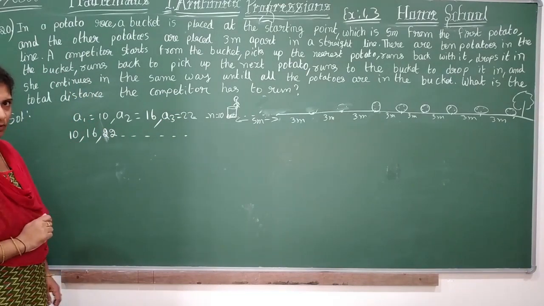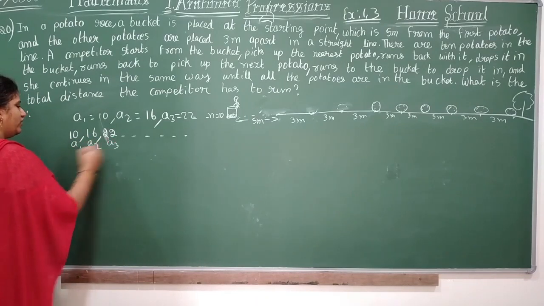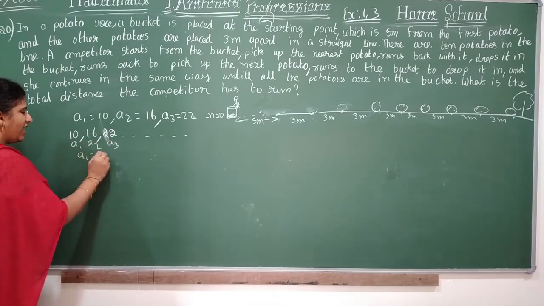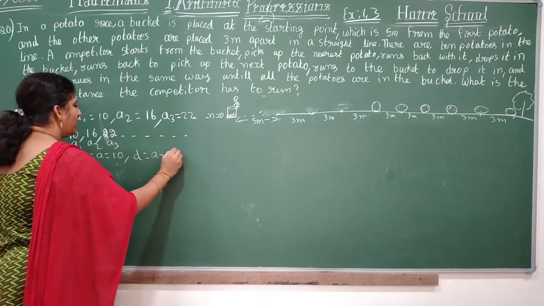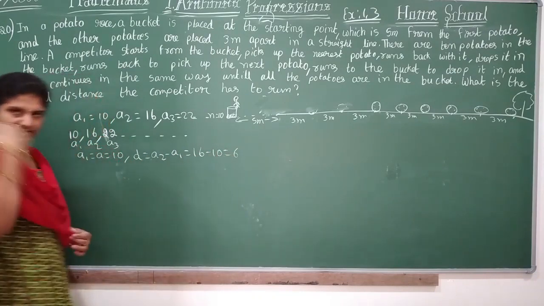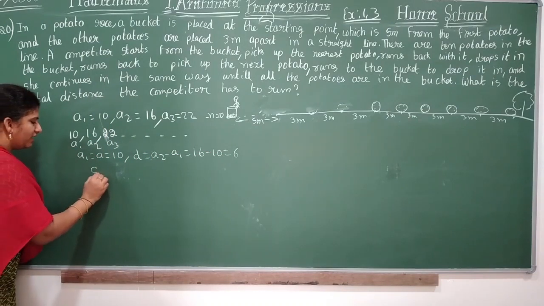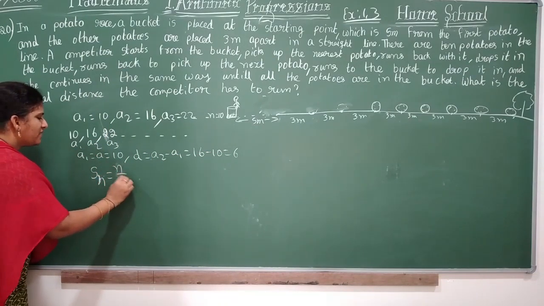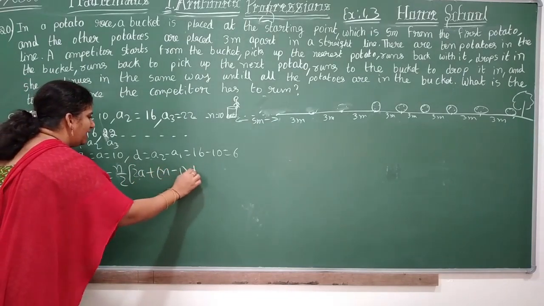So on. How many potatoes are there? There are 10 potatoes. So A1, A2, A3. What is your A value here, children? 10. And your D value is A2 minus A1, that is 16 minus 10 is equal to 6. Okay. So how many potatoes are there? S10. What is your Sn formula? n by 2 into 2a plus n minus 1 into d.